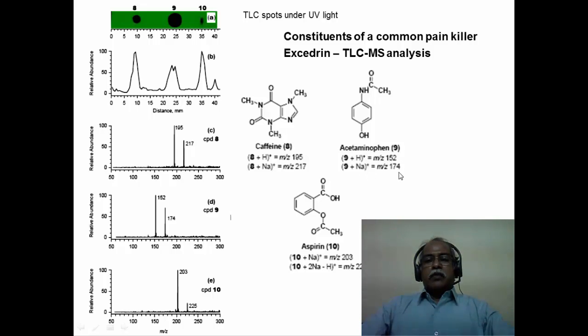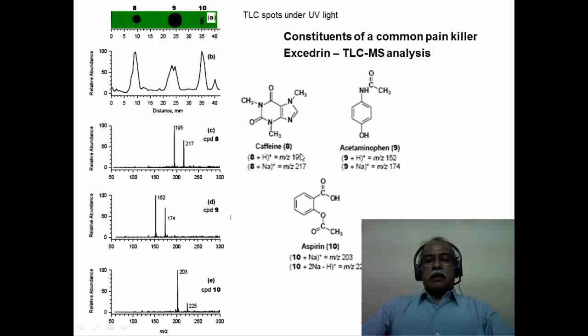On the other hand, acetaminophen has a molecular weight of 152 and the sodium adduct is about 174. So 152 and 174 are clearly seen here. And the aspirin has a molecular weight of 203 and the sodium adduct minus 2 sodiums and a proton corresponds to 225. So 225 and the molecular ion peak at 203 are also very clearly seen.